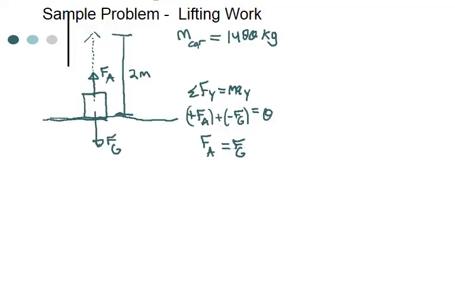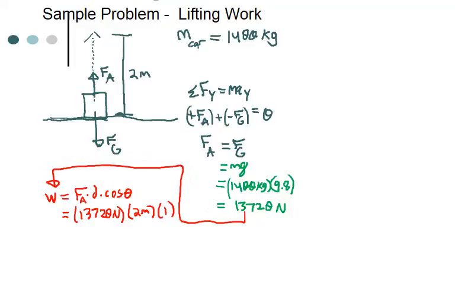All right, so when we look at the forces, the positive force applied plus the negative force of gravity, if it's going at a constant speed, acceleration is 0. So it's being lifted at 13,720 newtons over 2 meters, and we should get 27,440 newton meters or joules as it's lifted up.